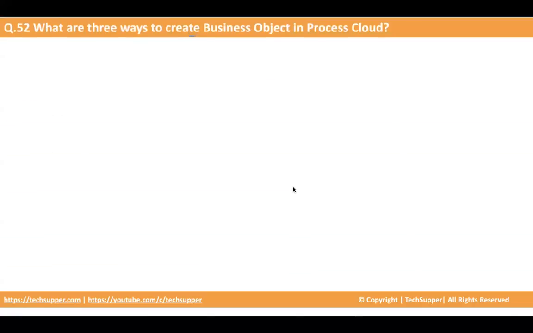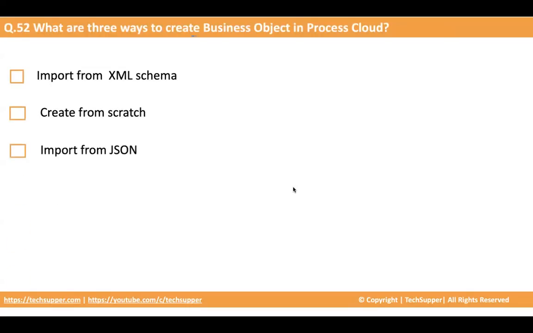The next question is, what are three ways to create business object in Process Cloud? So when you create a form, when you register any REST API, SOAP API, it creates a structure. It's like an XSD. So if you would like to create the business object or business type on your own, what are the three options available to create? So this is one of the good candidates for the certification as well. So let's look at the options. The options are import from XML schema, create from scratch, import from JSON, new business object.